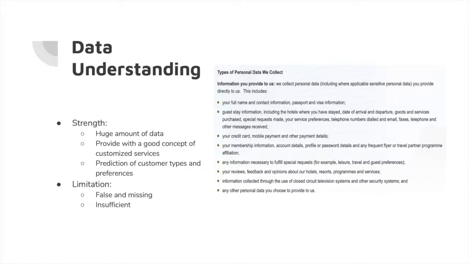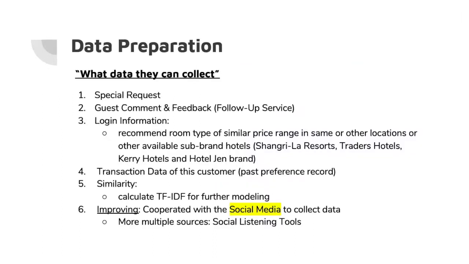There might be some false or missing data which make the result not trustworthy. And additionally, the data might be insufficient in some parts that Shangri-La has never paid any attention to. In data preparation part, the first question is that what data they can collect. For example, special requests, guest comment, and feedback for the follow-up service.